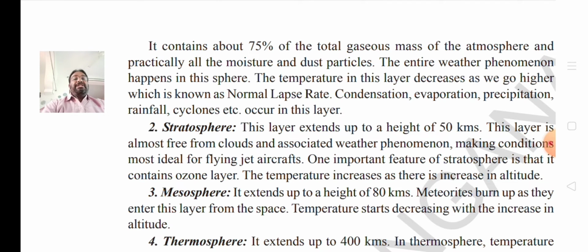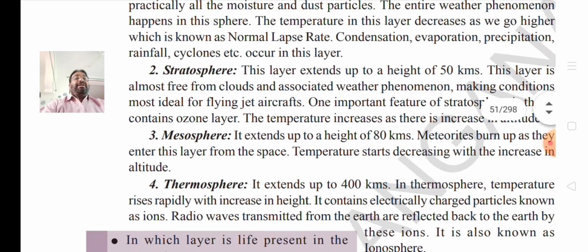And the third one is mesosphere. It extends up to a height of 80 kilometers. And as I told you when we saw the picture, meteorites burn up as they enter into this layer from space. Temperature starts decreasing with the increase of altitude.